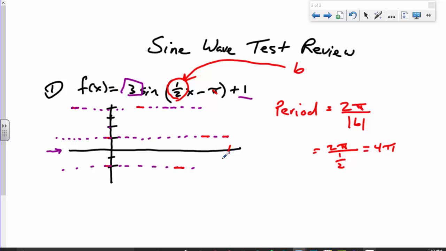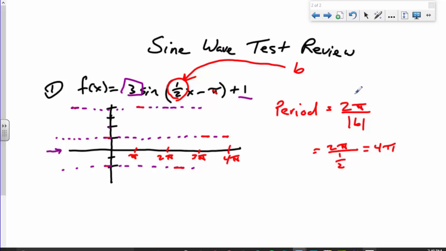Once you get 4 pi as your period, you're going to go ahead and mark it off on your graph. You put 4 pi down somewhere, and then you're going to quarter it, cut it into fourths. So 1/2 of 4 pi is 2 pi, 1/2 of 2 pi is pi, and 1/2 in between 2 pi and 4 pi, of course, is 3 pi.